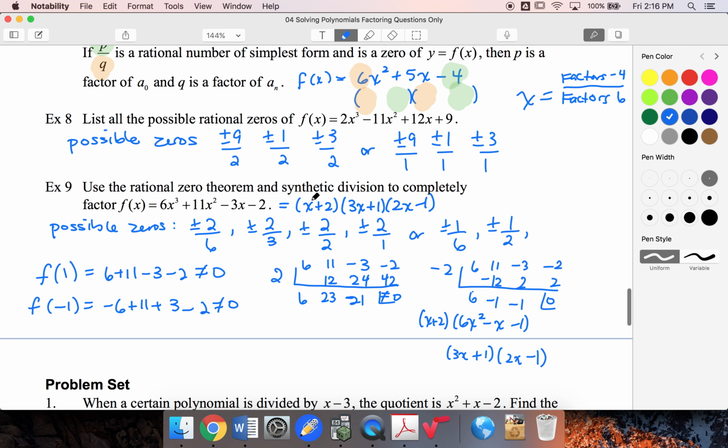I can do a quick check also. x times 3x times 2x, 6x cubed. 2 times 1 times -1 is -2.